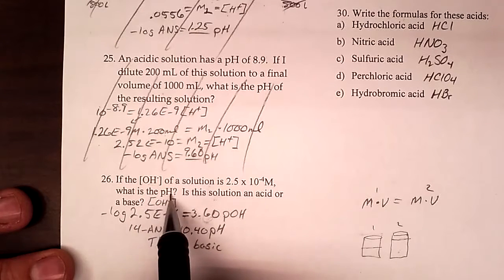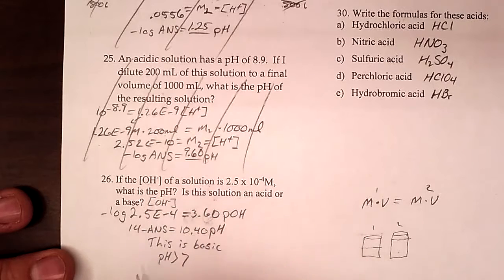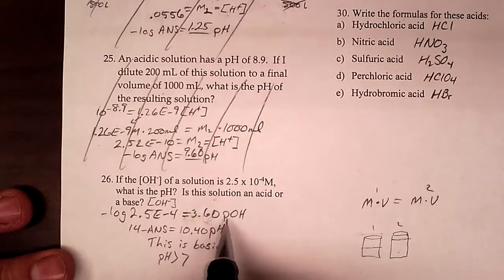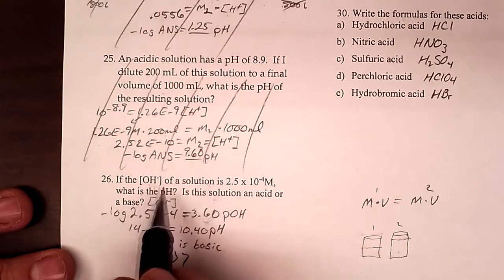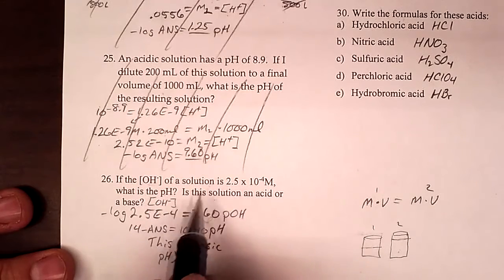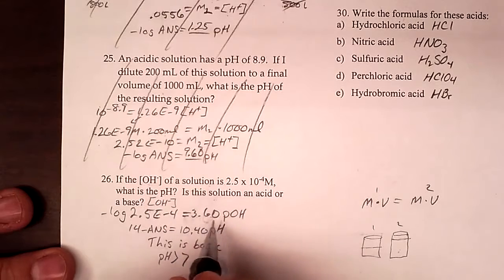So we want the pH, but we know the OH minus molarity. Well, there are a few ways to do this, but one of them is, how about I find the pOH? Because I know that if I have the pOH, 14 minus the one I have is the other one. So what I'm going to do is take the negative log of the molarity, and that gives me pOH.